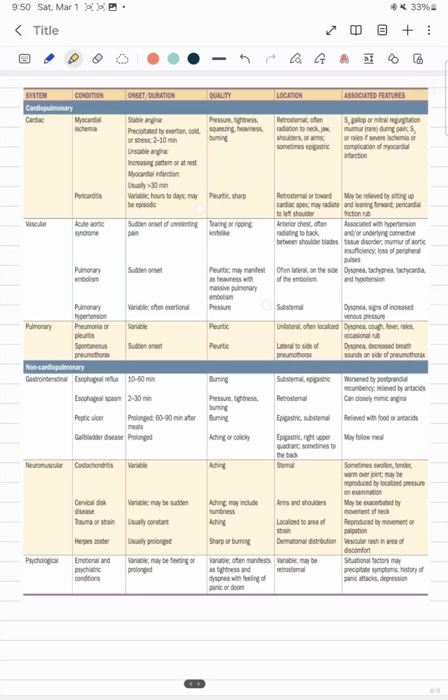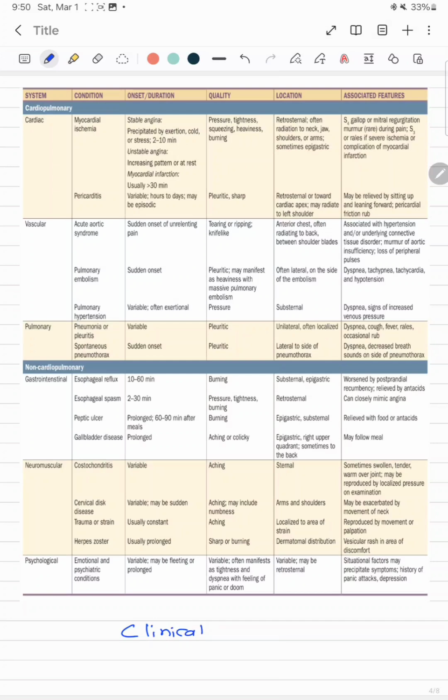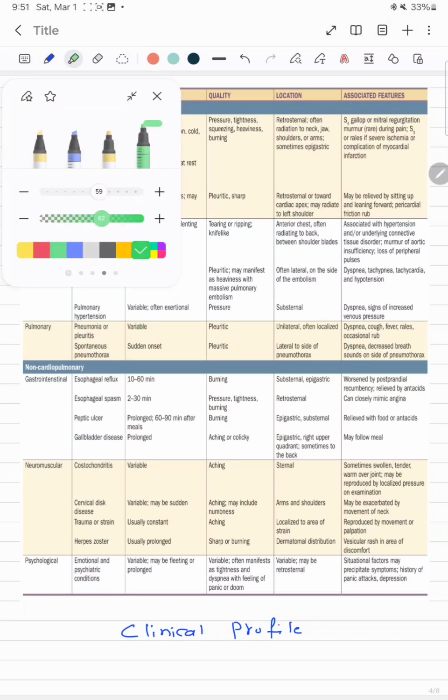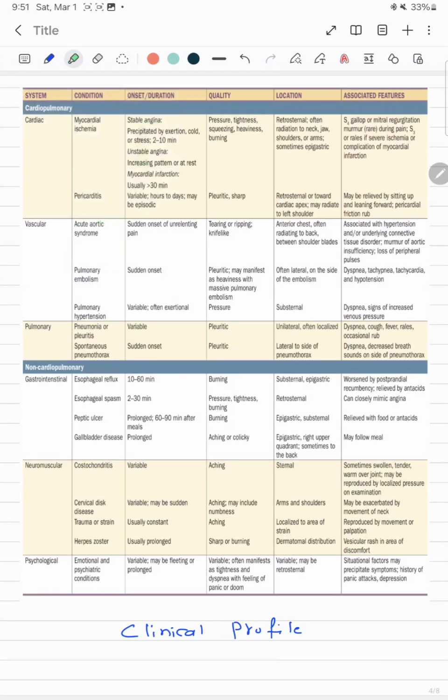And if you see the clinical profile of all differential diagnoses of chest pain, it includes this chart. Here, first of all, any chest pain should be considered. First is cardiopulmonary. In cardiopulmonary, among the cardiac causes, the first you should consider is myocardial ischemia.